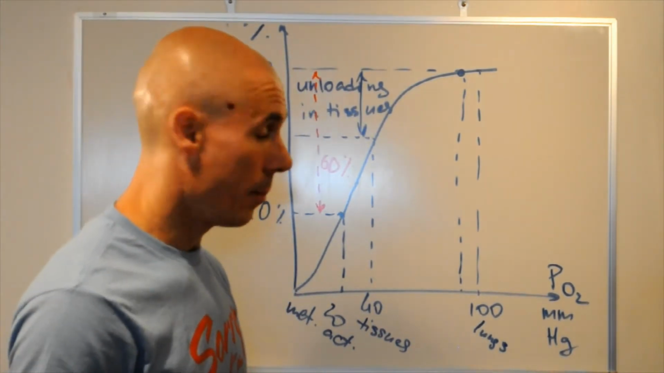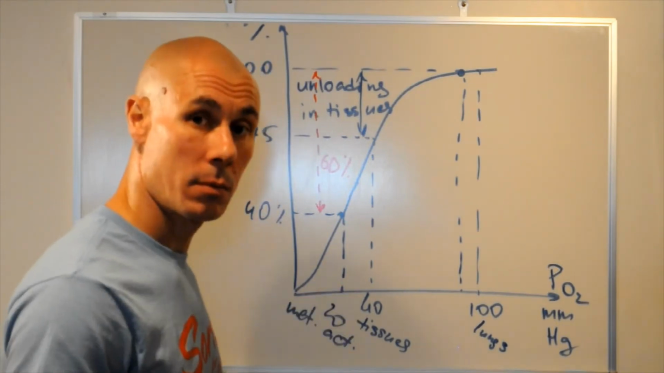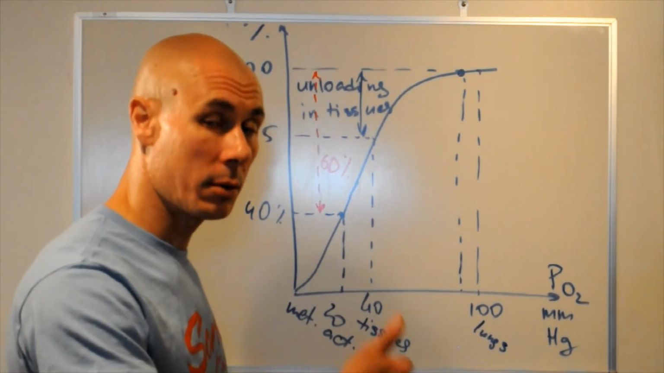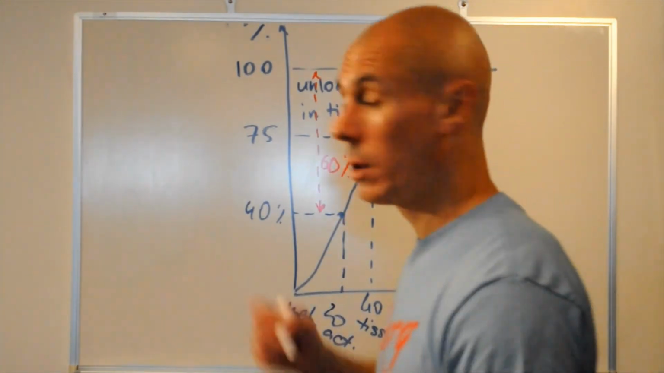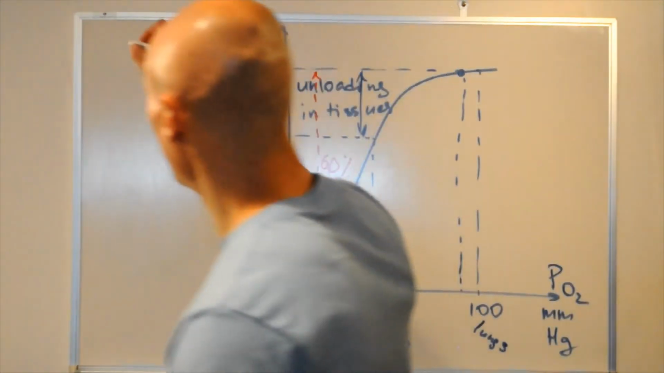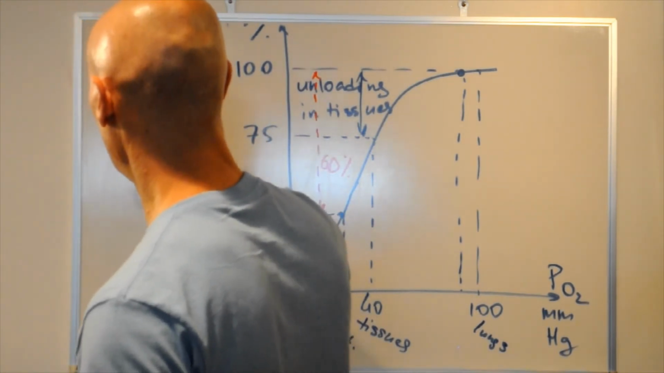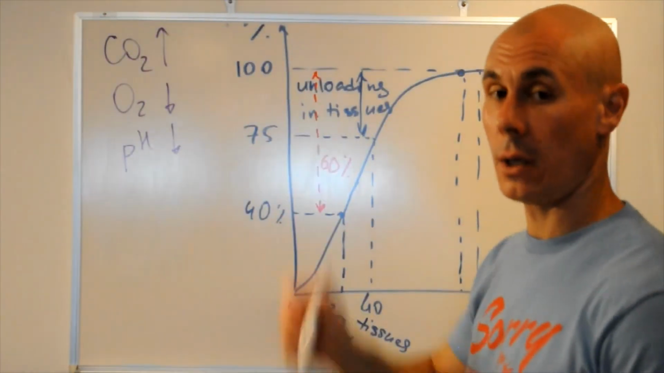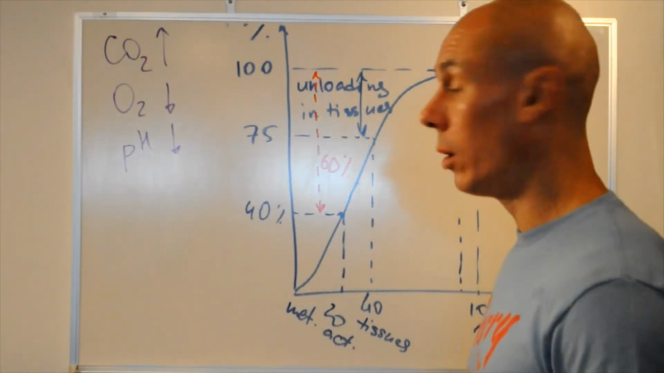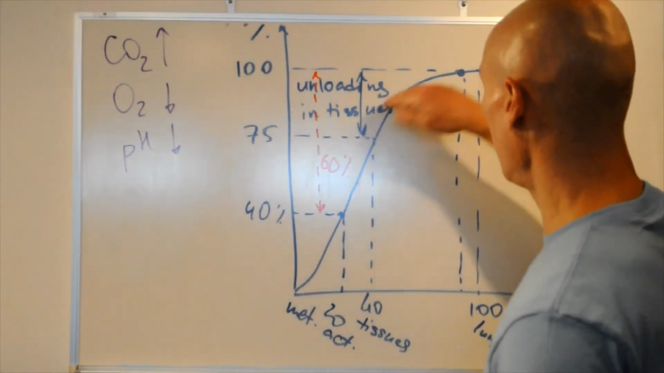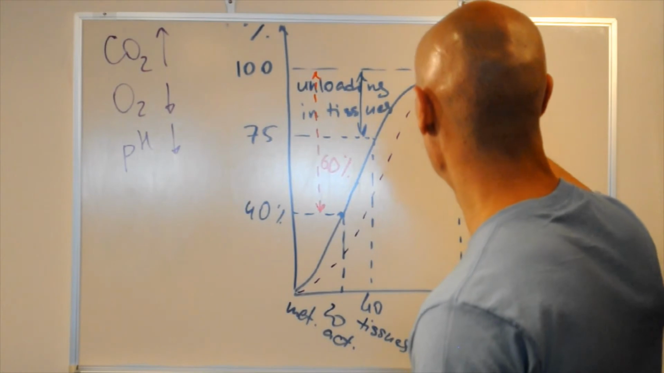One last bit about metabolically active tissues. As the result of metabolism, oxygen concentration goes down, CO2 concentration goes up. As CO2 concentration goes up, pH goes down. So in metabolically active tissues, CO2 is up, oxygen is down, pH is down. All of these chemical factors will increase hemoglobin unloading, meaning that it will shift the curve to the right.